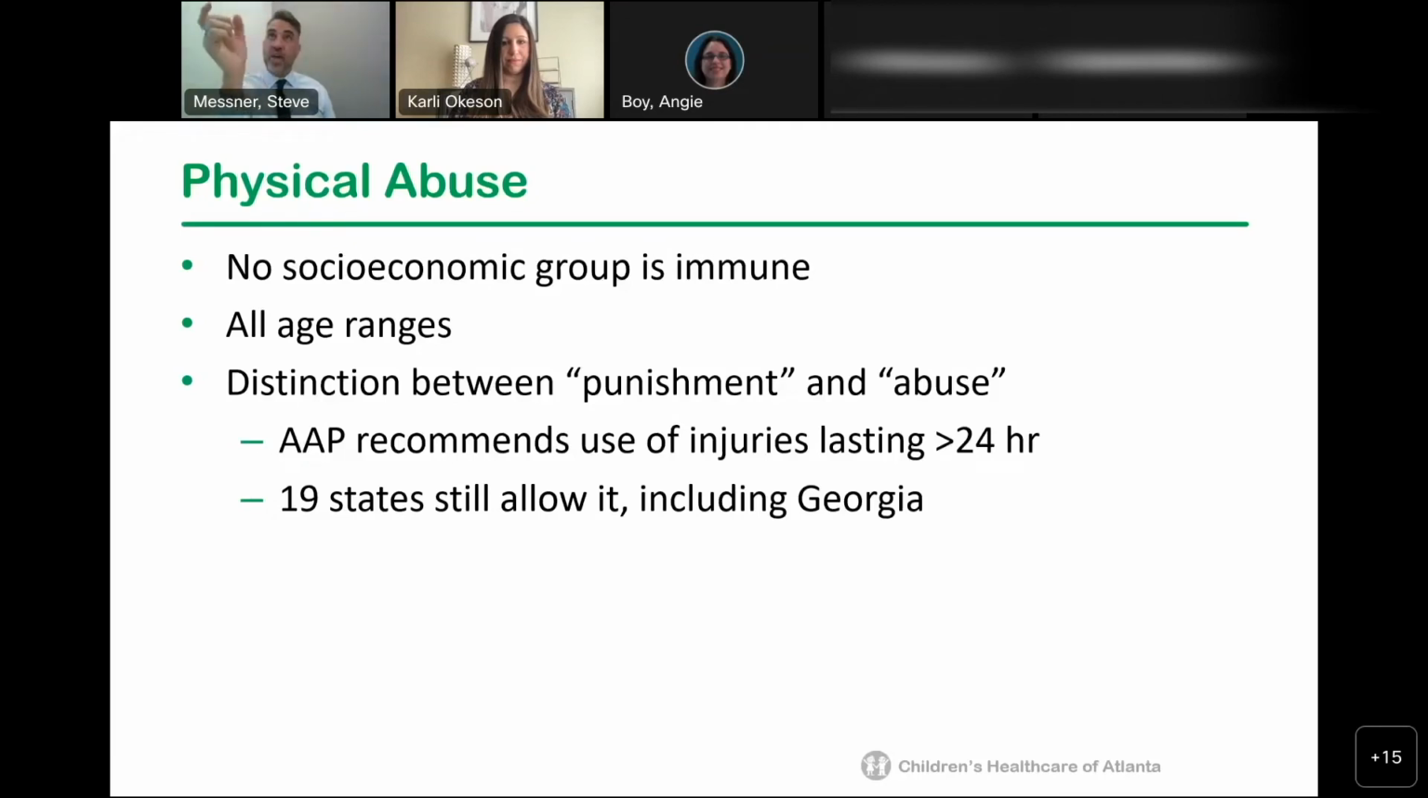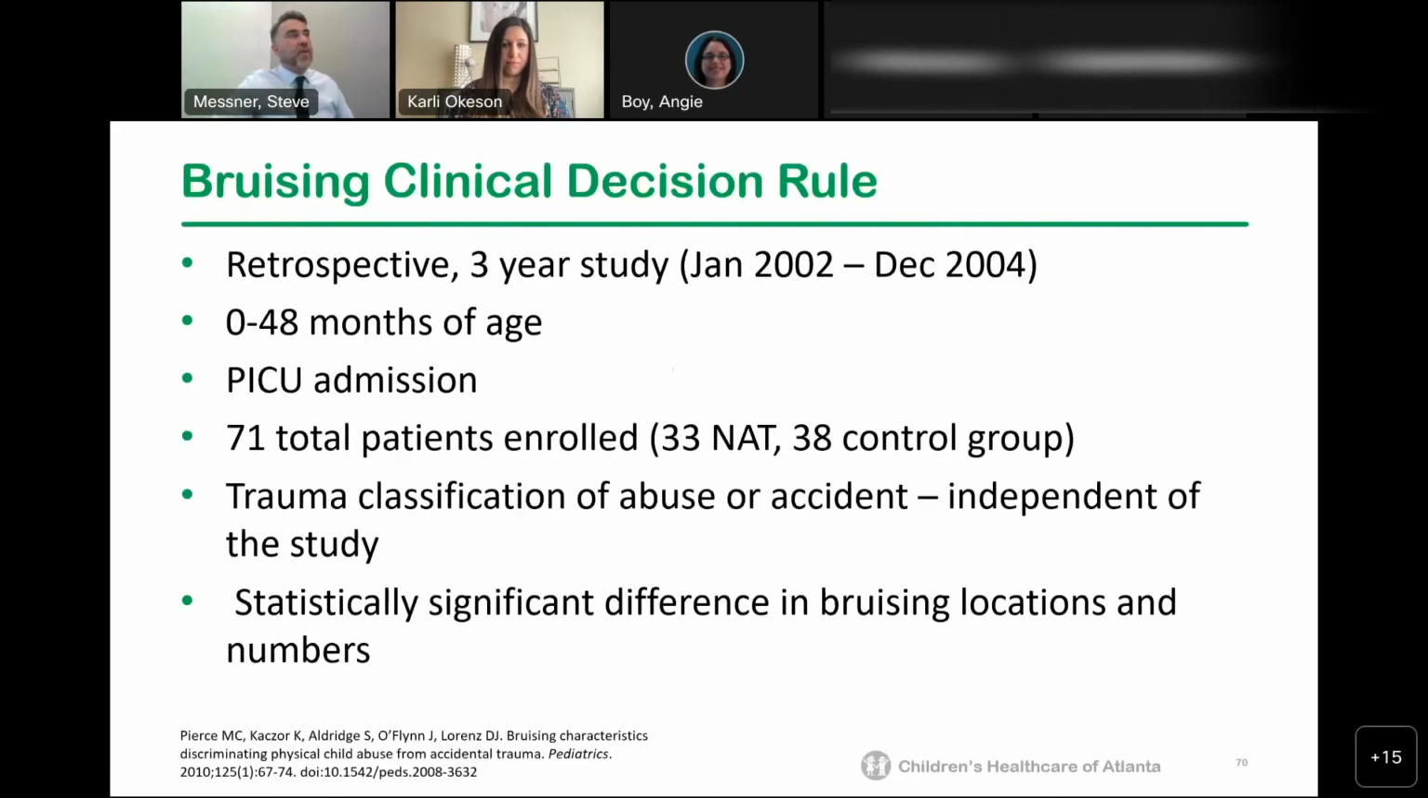You can definitely have abuse that does not cause any external signs of injury. So we just use this as a guideline about whether we see some temporary reddening of the skin. And if it goes away, we'll look at that more as a punishment. There's a great rule, this bruising clinical decision rule, that I'm going to go over in some detail with you guys. Just want you to understand how this came about.